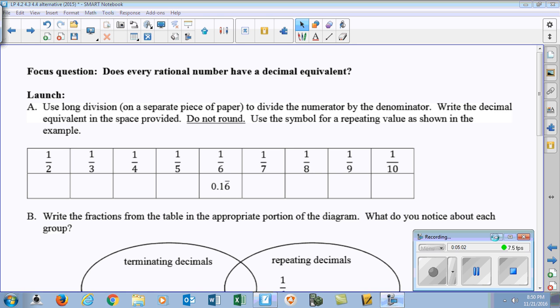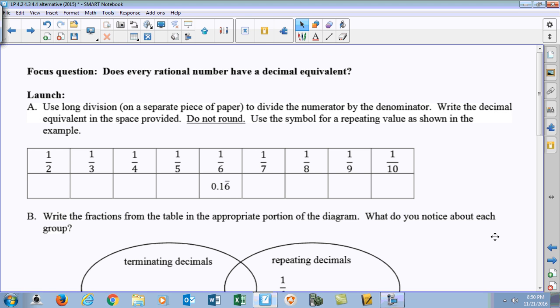Yep, good to go. Write the decimal equivalent in the space provided. Don't round. And then we're going to use the symbol for repeating decimal as shown in the example. You can see the line over the 6 here. That means that 6 repeats forever and ever. So I'm going to add a page here and just show you a basic one.